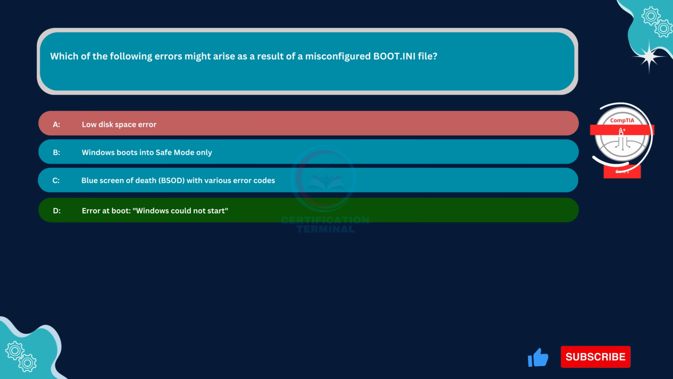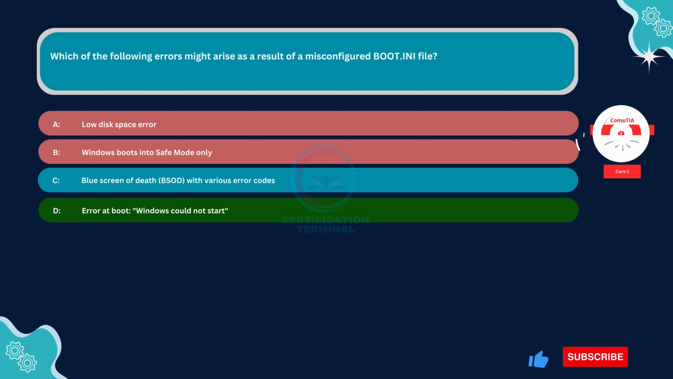Option A, low disk space error, is incorrect. This error occurs when there isn't enough space on the disk to perform an operation, like installing updates or saving files. It's unrelated to boot.ini configuration, but rather to disk space management, so it's incorrect in the context of boot.ini misconfiguration. Option B, Windows boots into safe mode only, is incorrect.